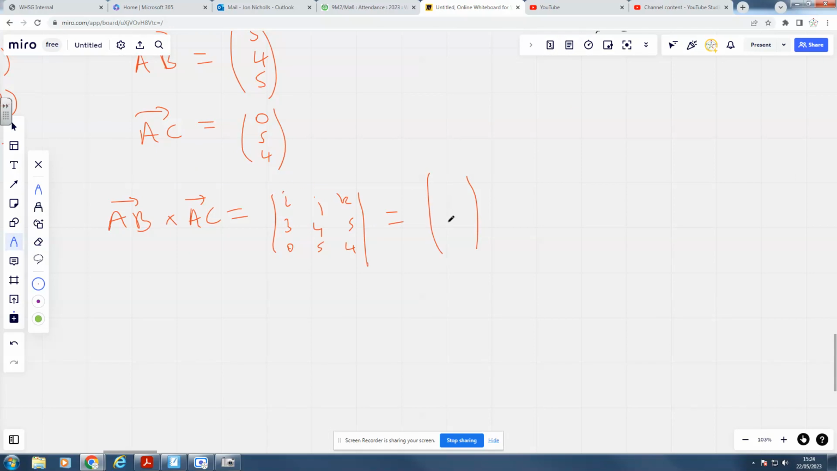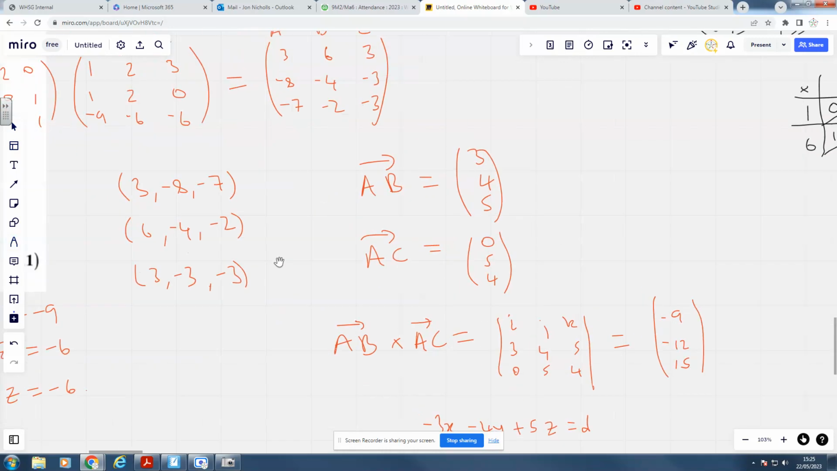Okay, right, so we're going to do 16 minus 25, well, that's minus 9. Then we're going to do the minus of 15 minus 0, well, that's minus 15, sorry, minus 0. See, yeah, there's a mistake. That's minus 15. And then lastly, we're going to do 15 minus nothing, that's positive 15. Cancel that down as well and point out that minus 3x minus 4y plus 5z equals some point D.